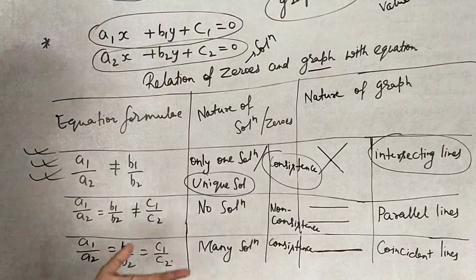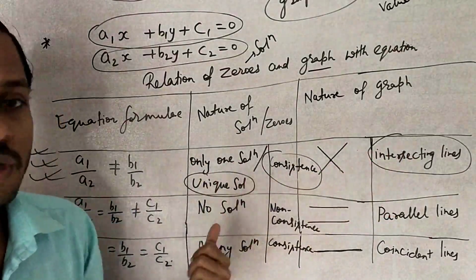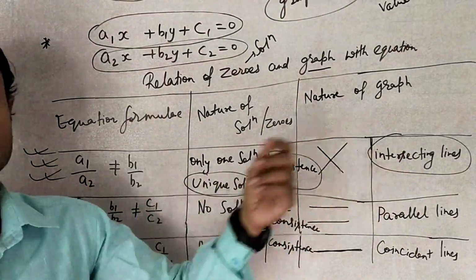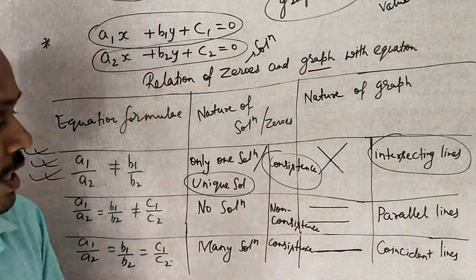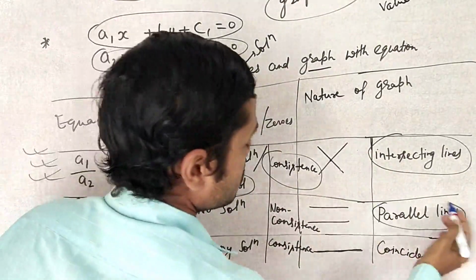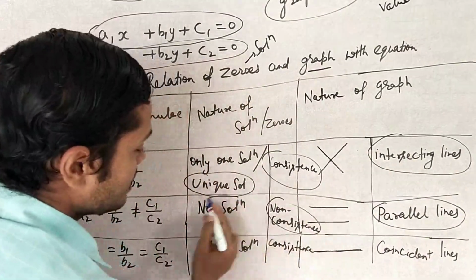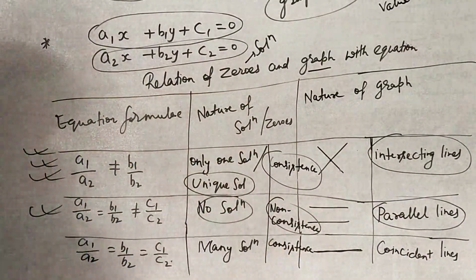So just think about that. How many types of questions can be solved with this formula? Three types of questions can be solved with this formula. According to this one, parallel lines, you can solve this one and this one. You can only check with this formula.